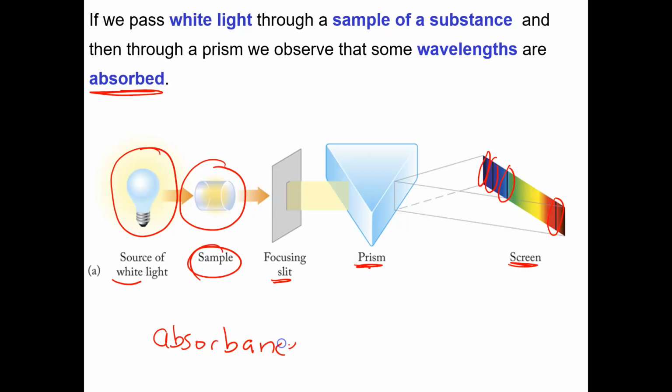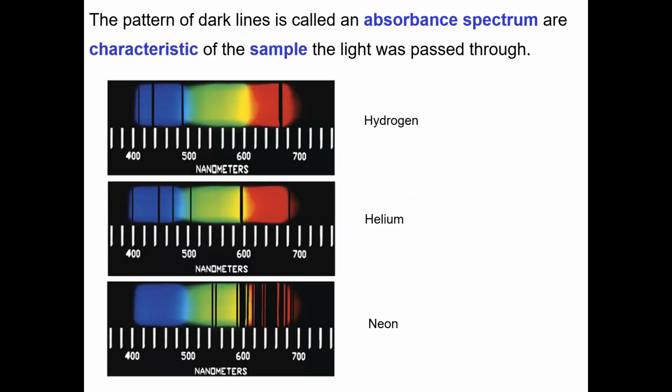You guys will get to record this many times. The black lines indicate where our sample is absorbing light. So this pattern of dark lines is called an absorbance spectrum, and it's characteristic of the sample that the light was passed through. These are some samples for some of the elements that we were looking at before. So you can see mostly a rainbow with a bunch of black lines where the light is being absorbed.